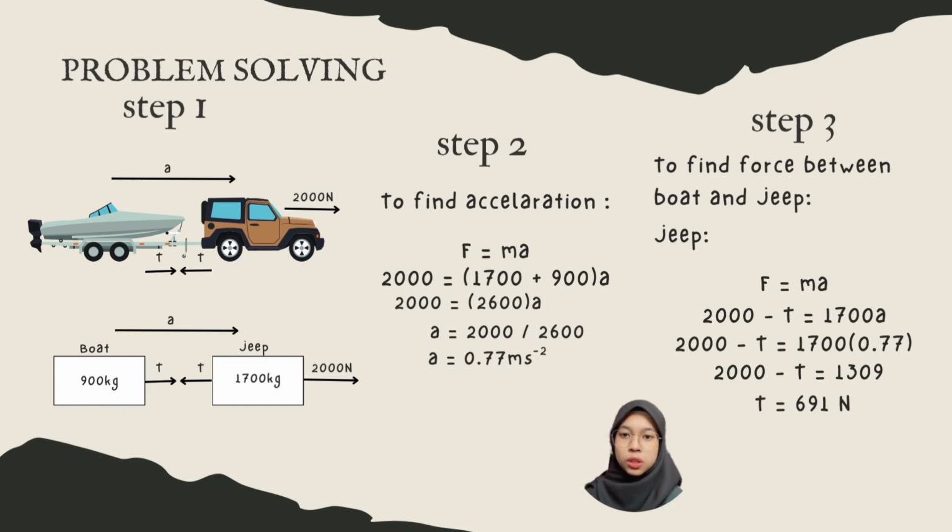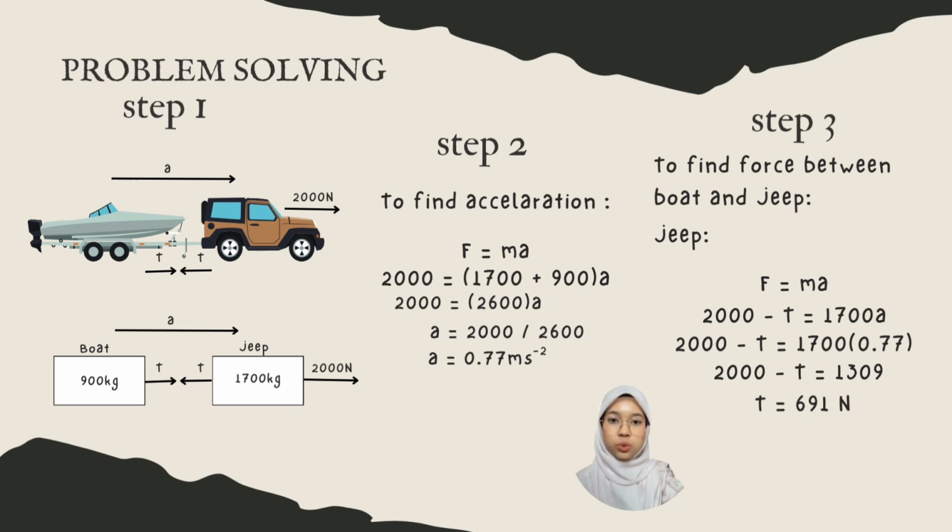First step, we need to draw and label the diagram. Like shown in this slide, from the diagram, we can see that the applied force for this system is 2000 Newton, and the mass of the jeep is 1700 kg and the mass of the boat is 900 kg, and the acceleration is unknown.